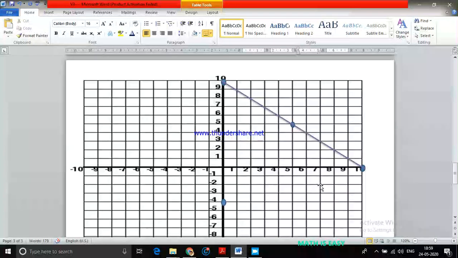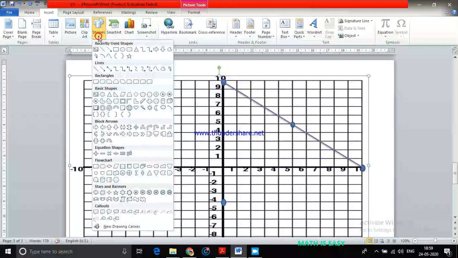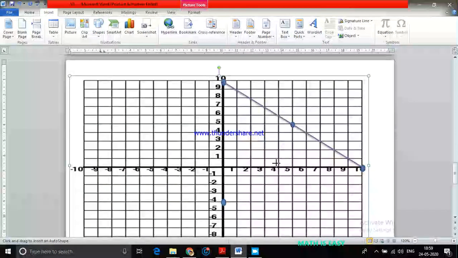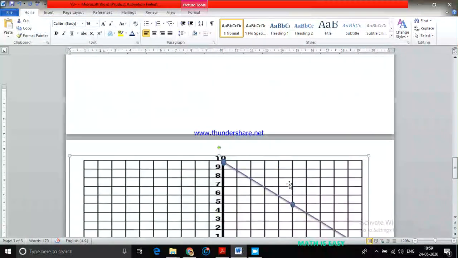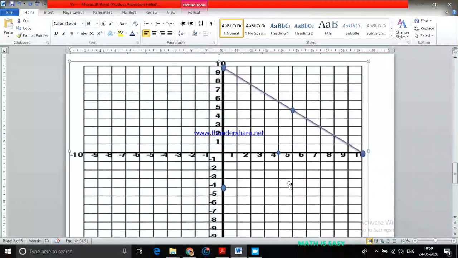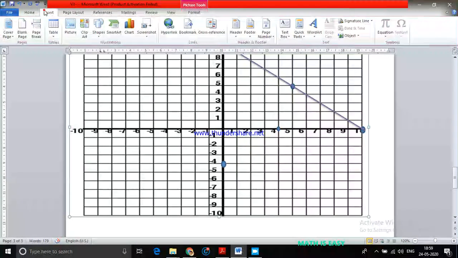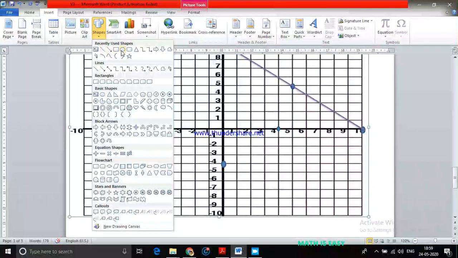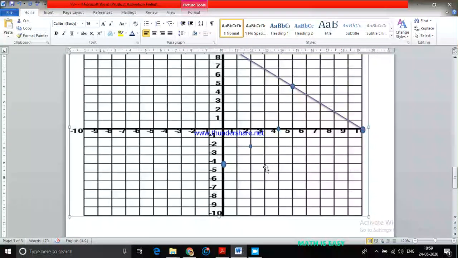Where is 4 comma 0? X is 4, so here it is, and y is 0 means no moving up or down. I think everybody knew how to represent the points on the graph. So 4 comma 0 I have done, and my last point is 2 comma minus 2. X is 2, so here is x is 2, and y is minus 2. So my point is this one. Let me put the last dot. X is 2 and y is minus 2.